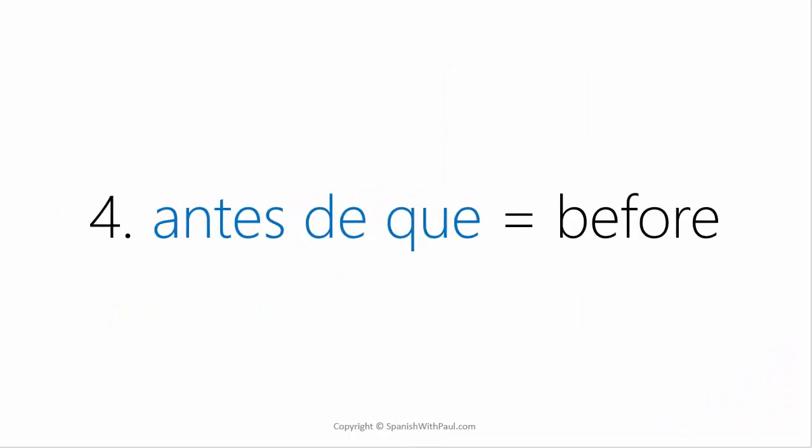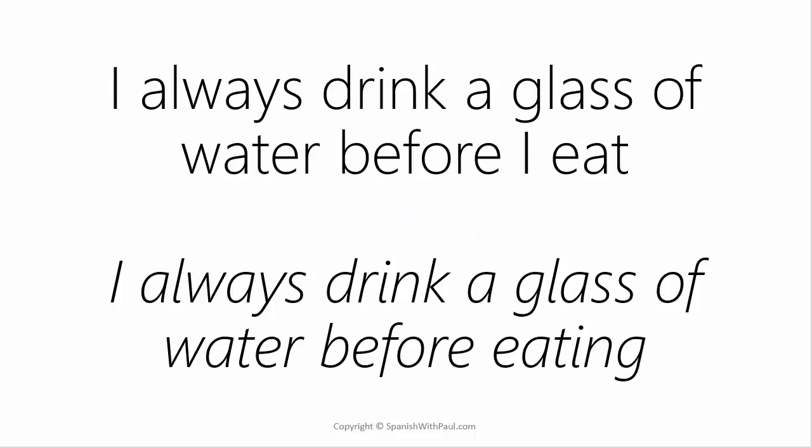Sometimes you can avoid using the subjunctive, and this is a good example of that. We have the trigger antes de que, which is used for before. Now look at these examples. We have I always drink a glass of water before I eat, and I always drink a glass of water before eating. Is there any real difference in the meanings of those two sentences? I really don't think so. Yet one will trigger the subjunctive and the other will not.